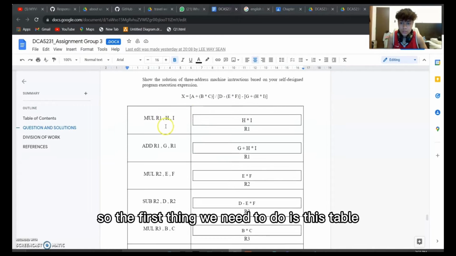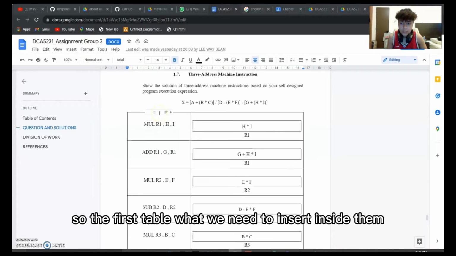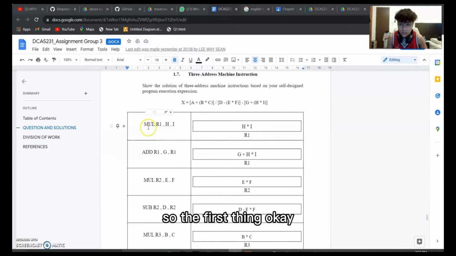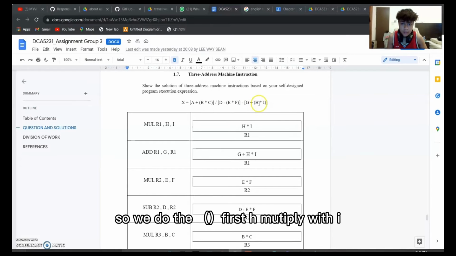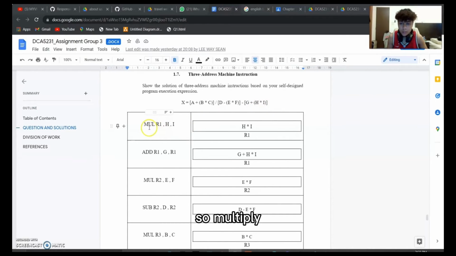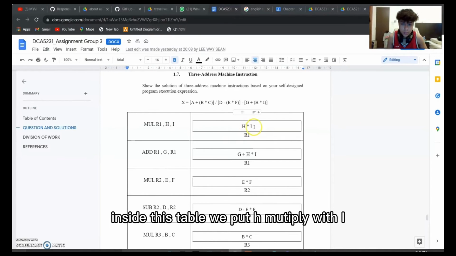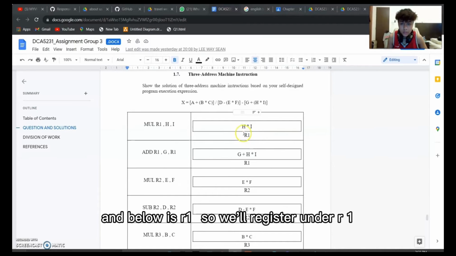So the first thing we need to do is this table. So the first table, what we need to insert inside them. So the first thing, we always do at the back, g plus h multiply i. So we do the bracket first, h multiply with i. So we type multiply, and R1, we can use any register. I'm going to register under R1. So R1 and H multiply with I. So here inside this table we put H multiply with I, and below is R1. So we register under R1.